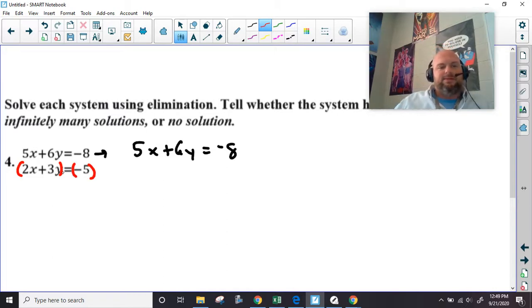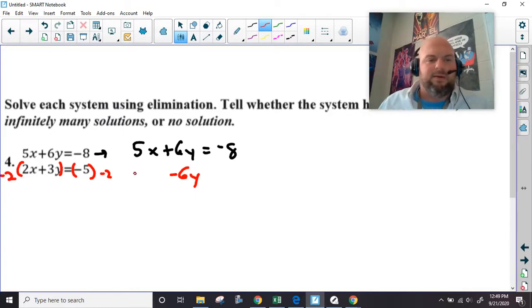Now, what do I need to multiply this by? It can't be a positive 6. I have to make this be a negative 6. So what would I have to multiply 3 by to make it a negative 6? Wait time, it's a teacher thing. Okay. Yeah, negative 2. So I have to multiply everything by negative 2.